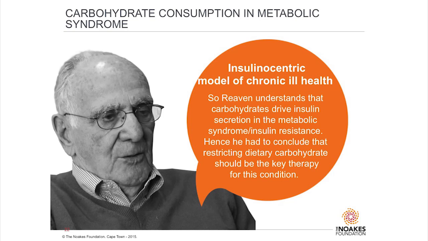And here he says in 1997, the basic defect in metabolic syndrome, syndrome X, the Raven syndrome, is resistance to insulin-mediated glucose disposal. If dietary carbohydrate is increased in an isocaloric diet, additional insulin must be secreted to maintain glucose homeostasis. So he's saying that in syndrome X, the condition that he described, carbohydrates are causing the problem, and you have to restrict carbohydrates.